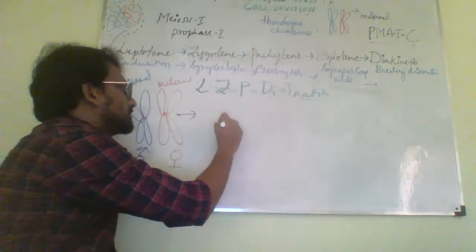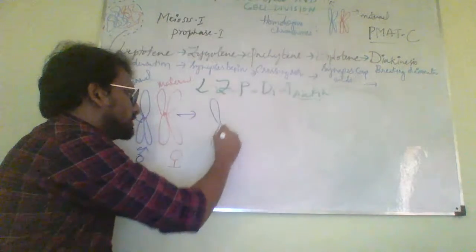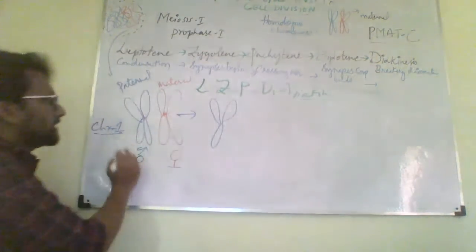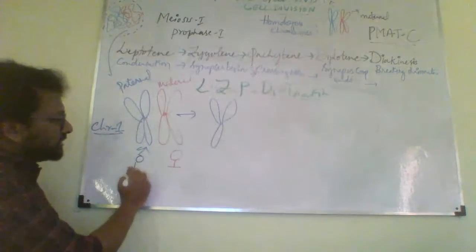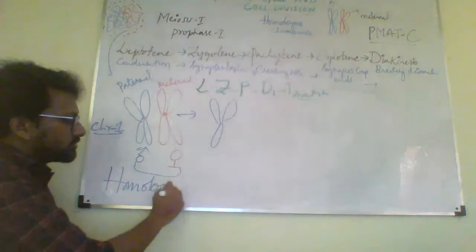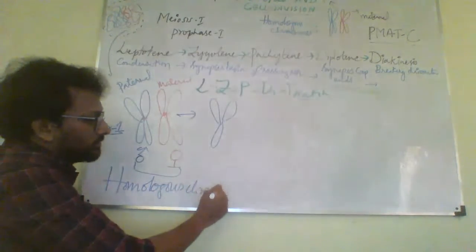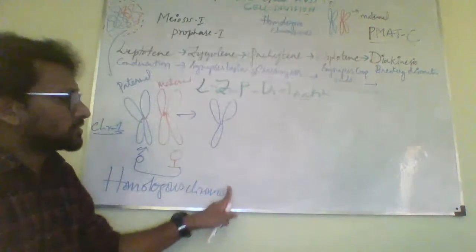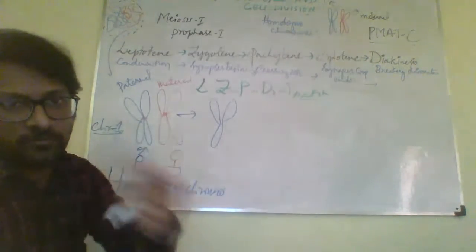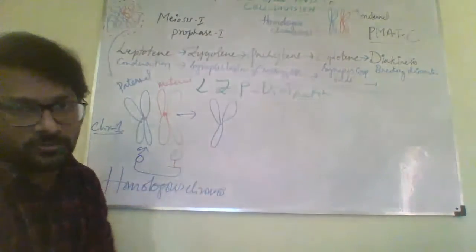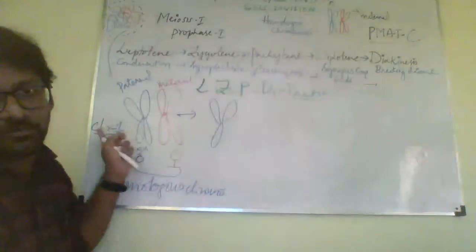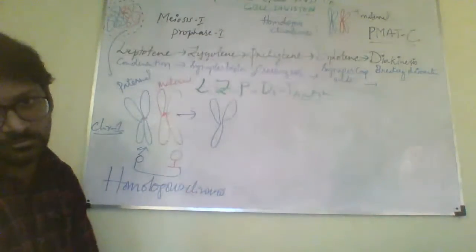Synaptonemal complex means, let's draw a chromosome like this. These are chromatids. These two are what we call homologous chromosomes. Homologous chromosomes means both are the same type of chromosome. For example, chromosome number 1 and chromosome number 1, but one from maternal, one from paternal. That's why we say homologous chromosomes.